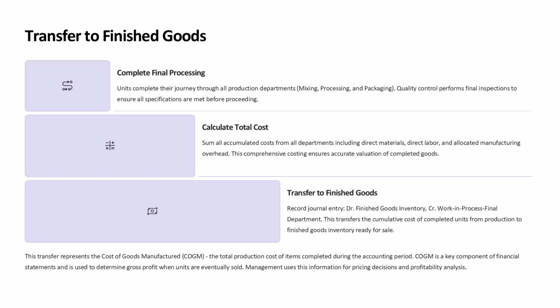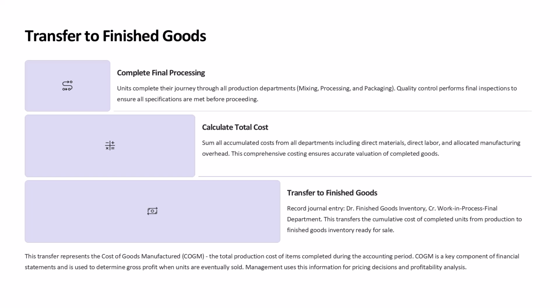The journal entry maintains our familiar pattern: Dr. Finished goods inventory, credit, WIP, final processing department. Picture a furniture manufacturer where wooden chairs flow through cutting, assembly, finishing, and upholstery departments, their full cost transferring to finished goods when the final department completes its work. This transfer represents the cost of goods manufactured, the total production cost of items completed during the period.